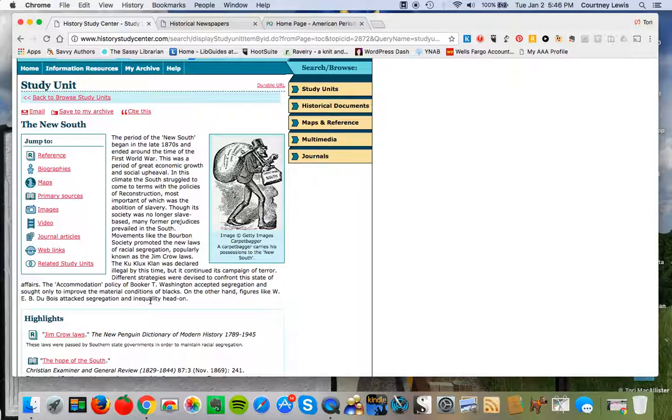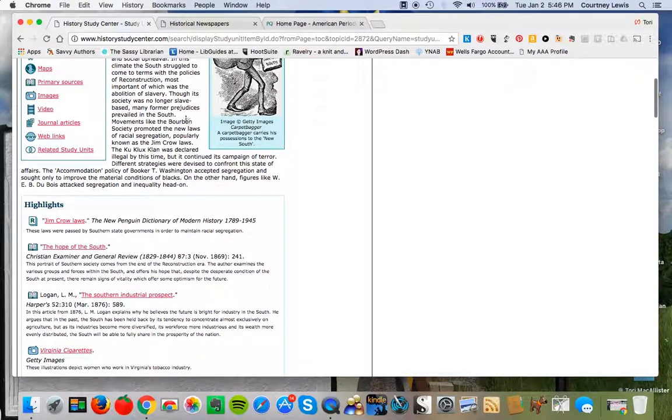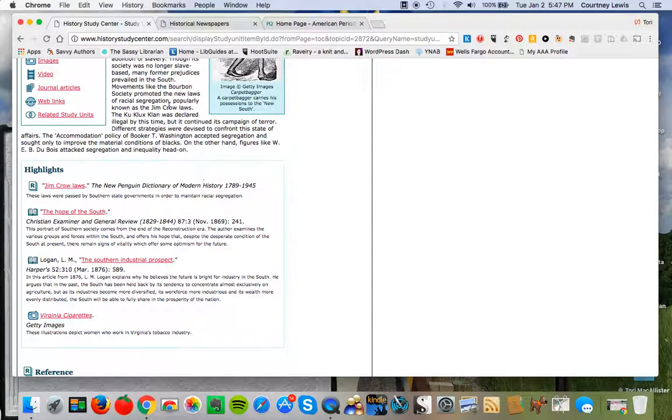It's talking about the late 1870s to about the First World War, the types of issues that were happening in that time period, and maybe something more specific. Movements like the Bourbon Society promoted the new laws of racial segregation. I have never heard of the Bourbon Society before. That sounds really interesting, if they were instrumental in giving us the Jim Crow laws. And then, of course, they mention the Ku Klux Klan as well.